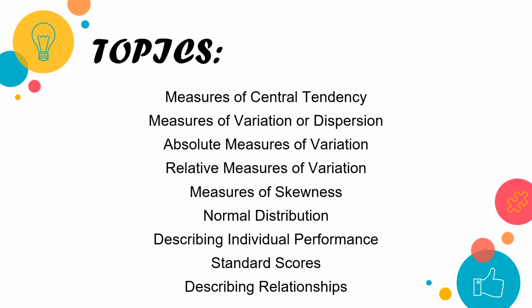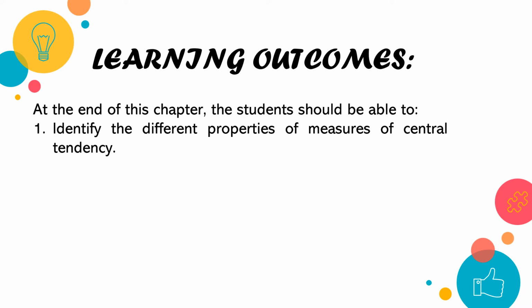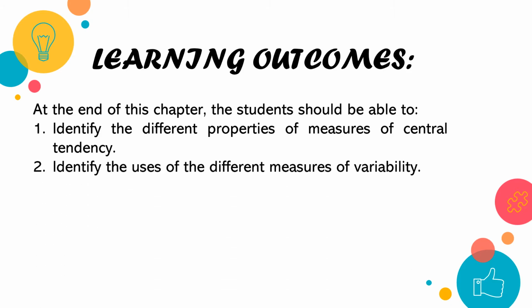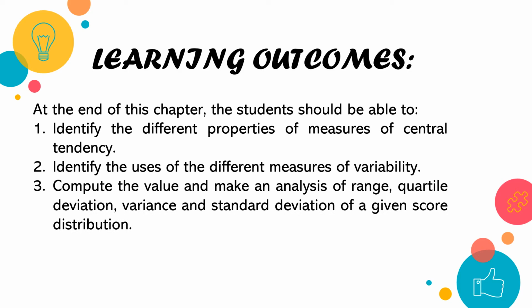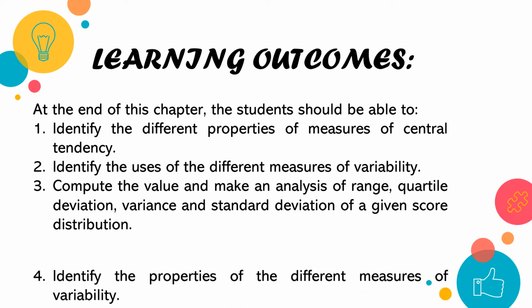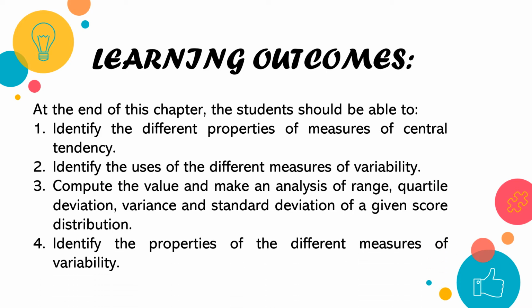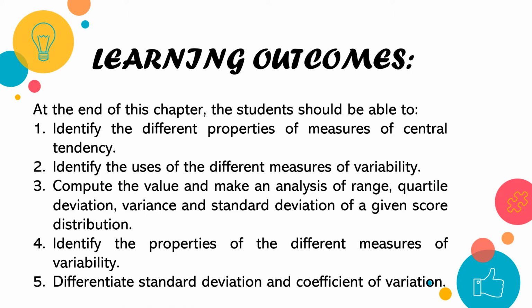Okay, let's refresh ourselves on the learning outcomes of this part. Of course, we have to identify properties of measures of central tendency. So we're done with that. Identify the uses of the different measures of variability, compute the value, and make an analysis of range. We are done with quartile deviation, variance, and standard deviation of a given score distribution. We also had identify the properties of the different measures of variability. And then we are also done with differentiating standard deviation and coefficient of variation.